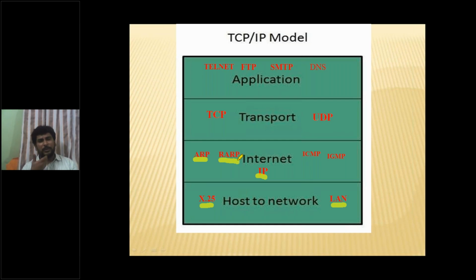Now, one of the important functions which we discussed recently was that the Internet layer is concerned with the IP address or logical address, and the data link layer is concerned with the MAC address.